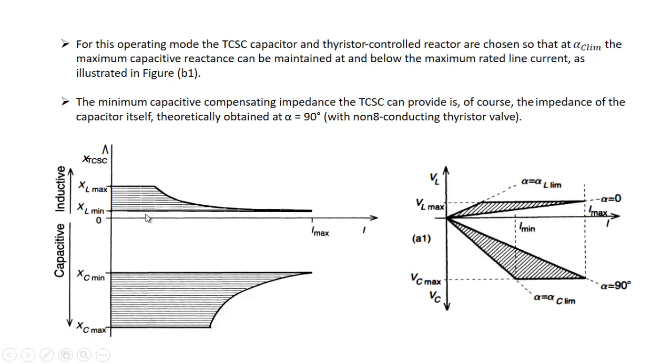So this is how this X versus I graph will look like, and this is the graph of the VI characteristic for voltage control.